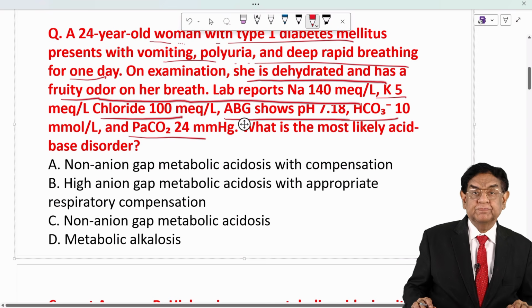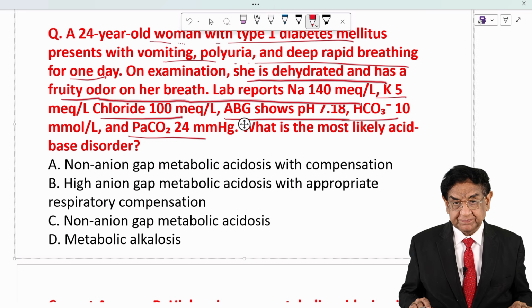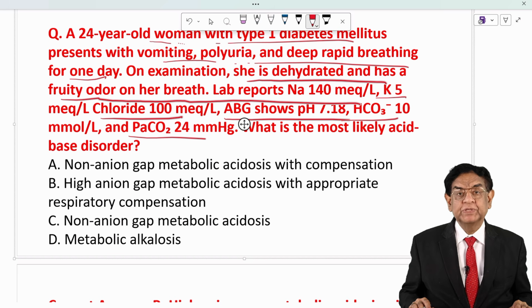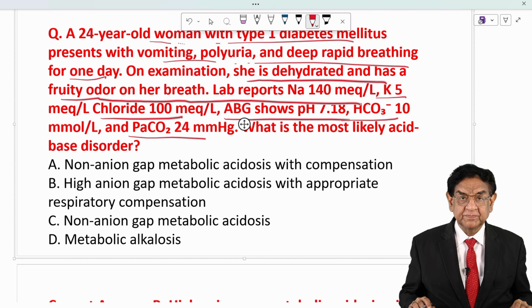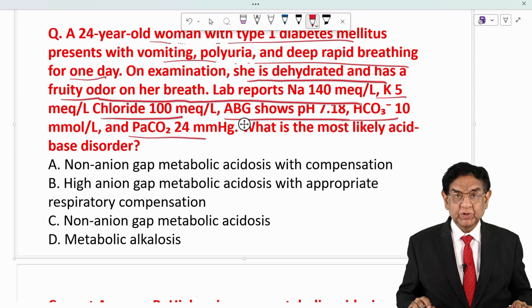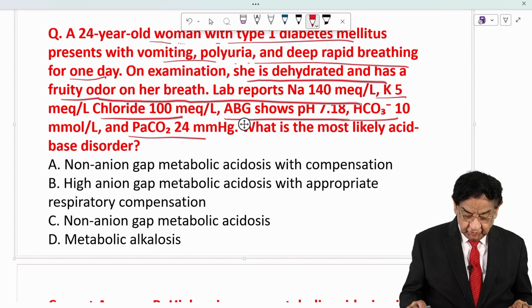I give you 30 seconds to get the answer. Options are in front of you. It's a beautiful, clinical based question on acid base disturbance. Do the necessary calculation if needed. Then I'll discuss what is the right answer. Well, I'm sure by now you've done the answer. Okay, well, let us see.